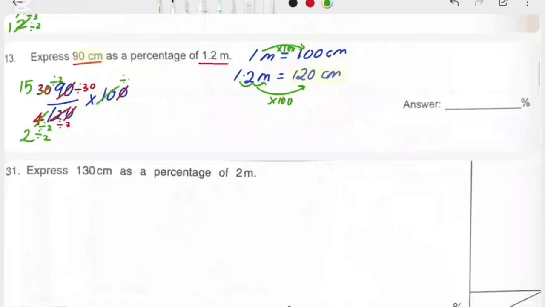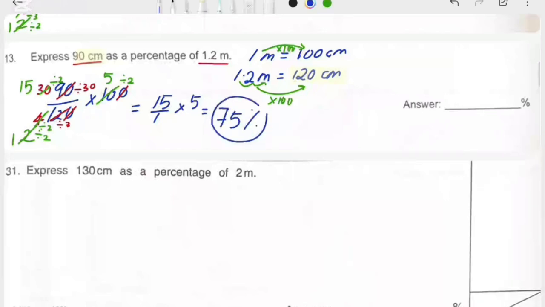Let's simplify further. 2 and 10 can be found in times table 2. So 2 divided by 2 is equal to 1 and 10 divided by 2 is equal to 5. So my fraction is only left with 15 over 1 times 5, which is also the same as 15 times 5, which is equal to 75%. So my answer is 75%. On to the last question.